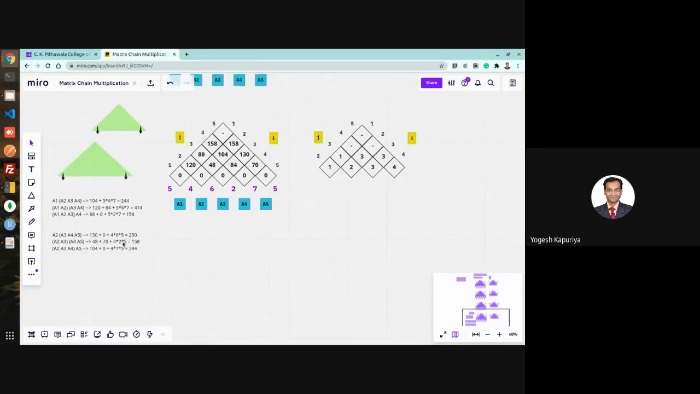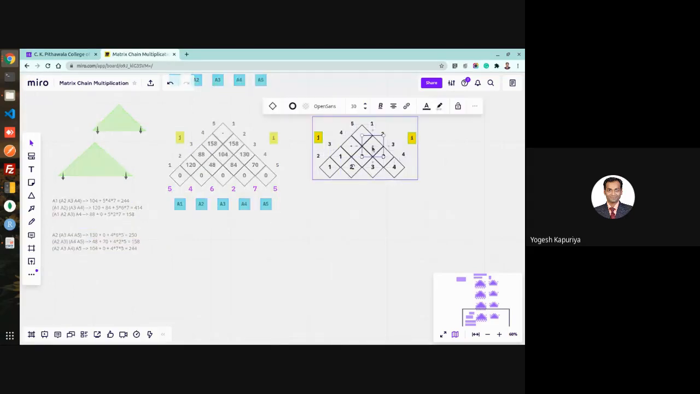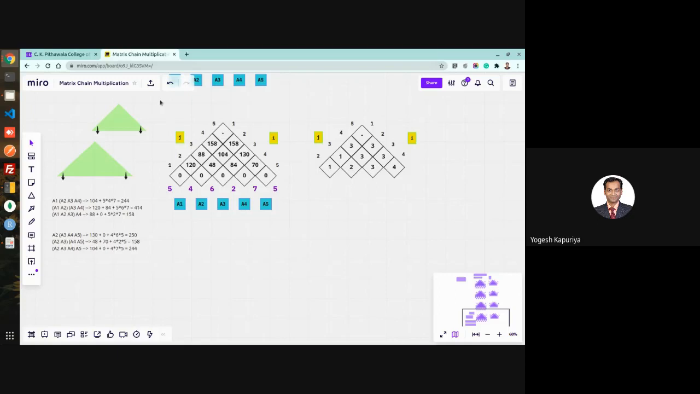Okay. And you are noting at which place which one is minimum. So here we have put the parenthesis after 3. So that's why this value should be 3. Here also the minimum is after 3. So that's why this is also 3. Okay. So now you have a final stage.